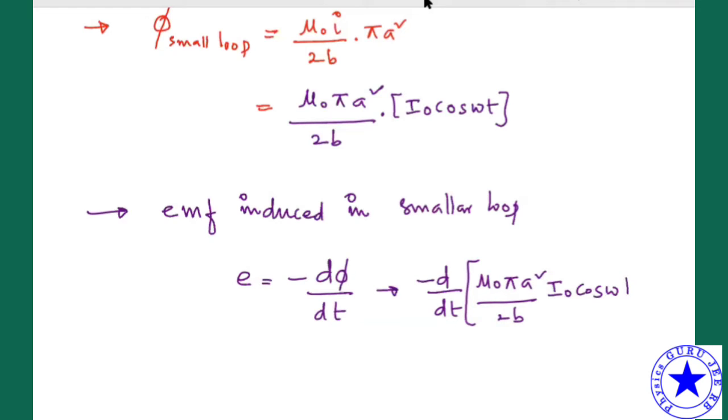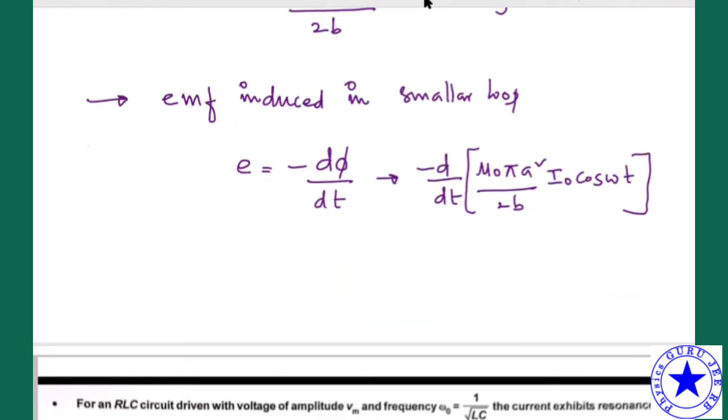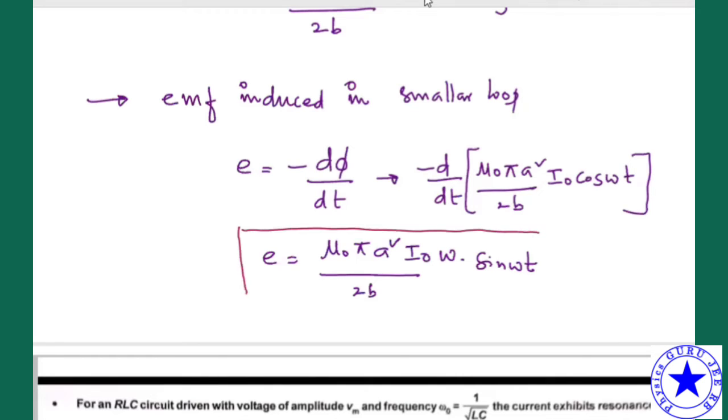Is this clear? I naught cos omega t. If you differentiate it, E is equal to the differentiation of cos, which you know will be sine, and minus of minus becomes plus. So we'll be getting mu naught pi a square into I naught divided by 2b, as it is, into omega sine omega t. This will be the answer for that particular question.